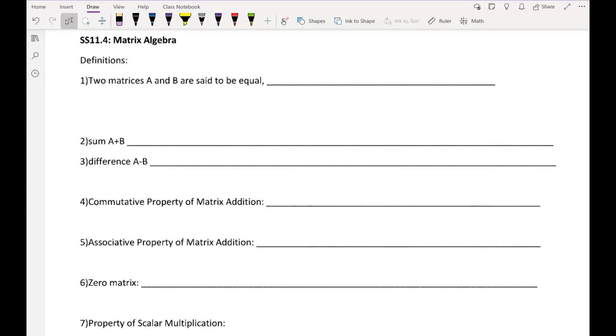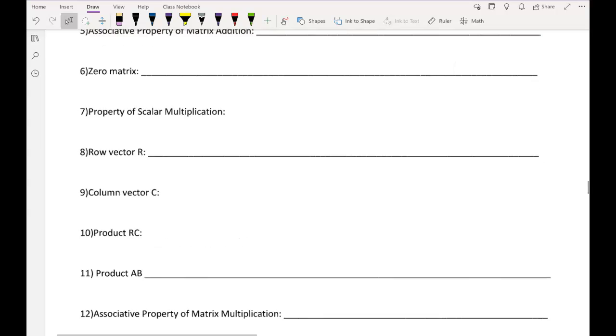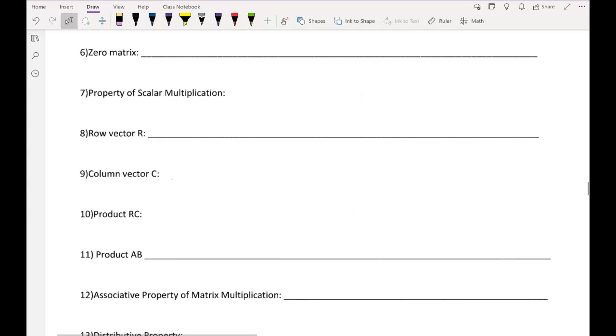All right, guys, we are on 11.4 matrix algebra. So for this section, we have a few definitions here that we have to get through before we start the examples.